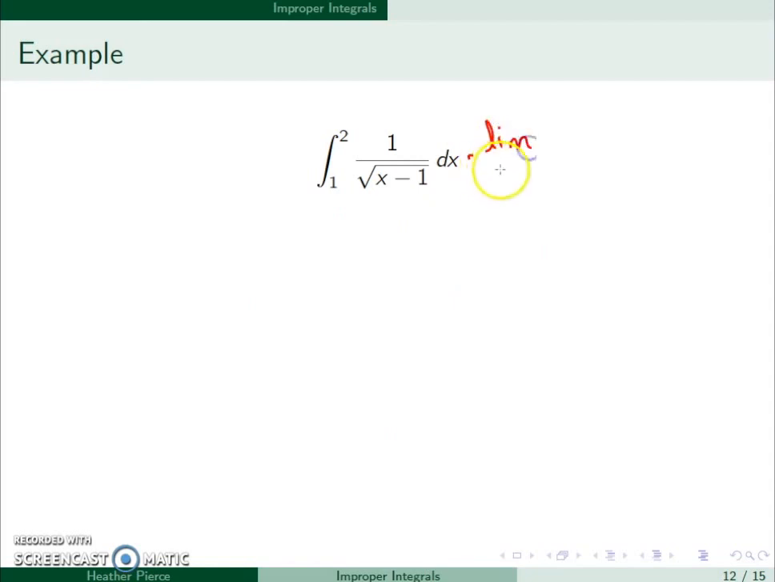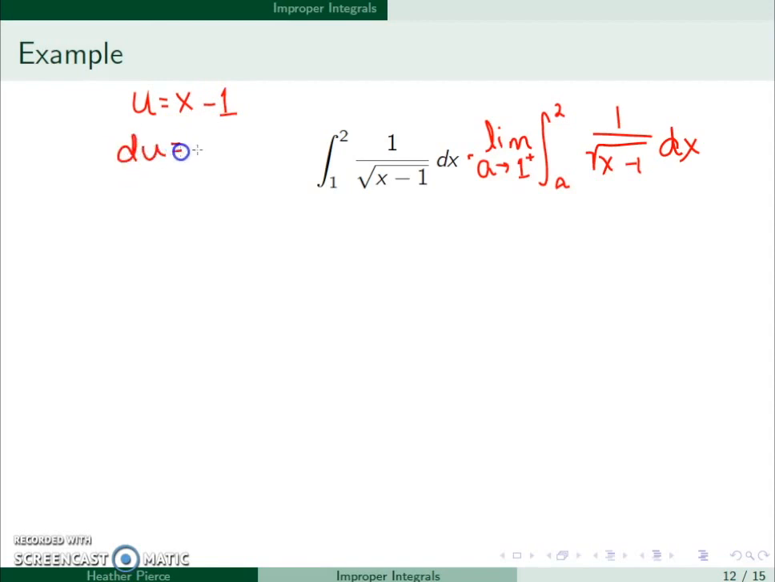So since this is not defined at 1, we'll look at the limit as a approaches 1 from the right of the integral from a to 2 of 1 over the square root of x minus 1 dx. And in order to evaluate this, I'm going to let u be equal to x minus 1, so that du is equal to dx. So now this is the limit as a approaches, and we'll notice if x is 1, u is going to be 0, so 0 from the right, of the integral from a to, if x is 2, u is 1, of 1 over the square root of u du.